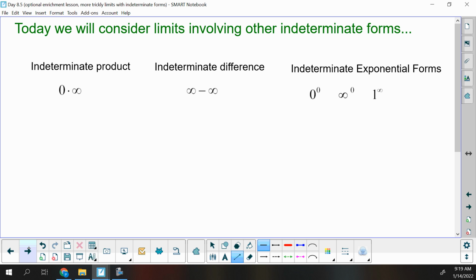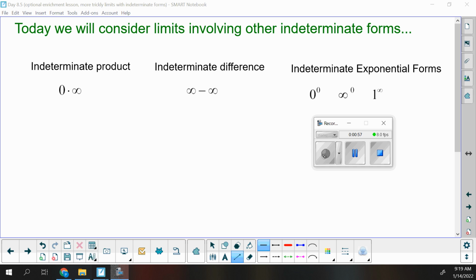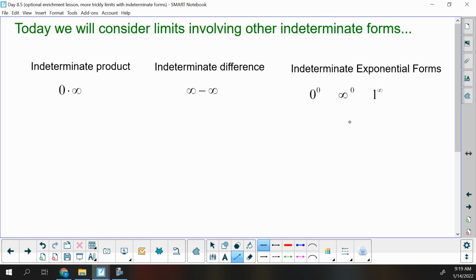So that's whenever you have 0 times some type of infinity. So this could be a plus infinity or a minus infinity that we're multiplying by. Okay, but just note it's still a times there. So it could be times either positive infinity or negative infinity. If you have an infinity minus an infinity, that's an indeterminate difference. And we have 3 exponential indeterminate forms that we'll talk about as well.